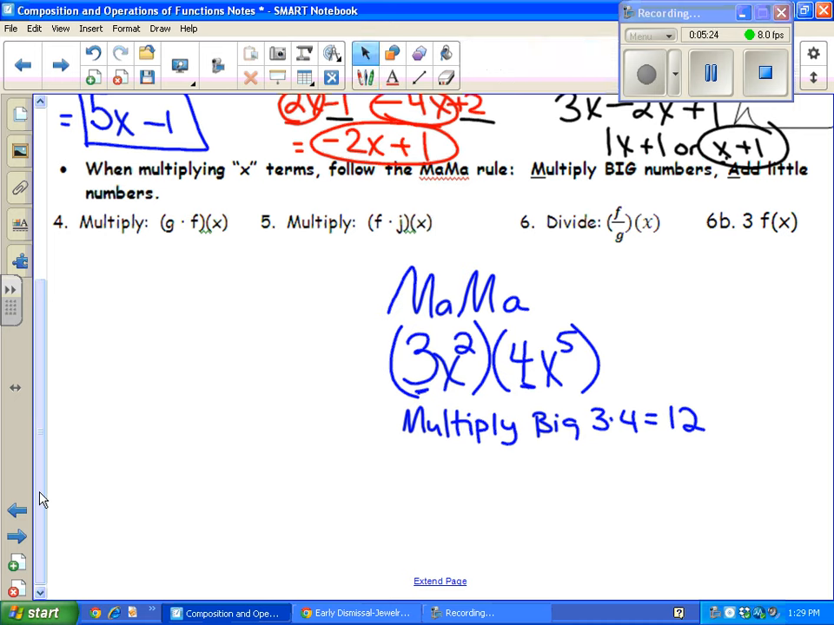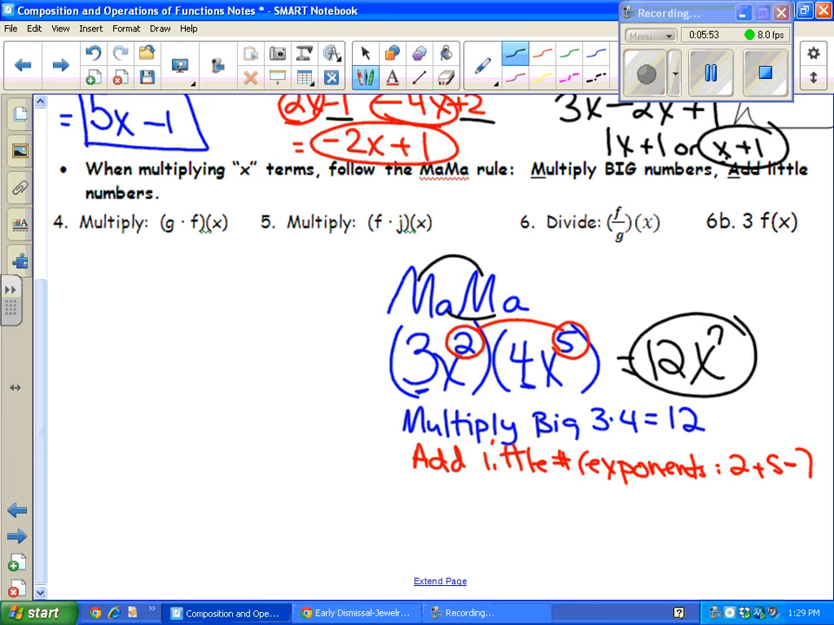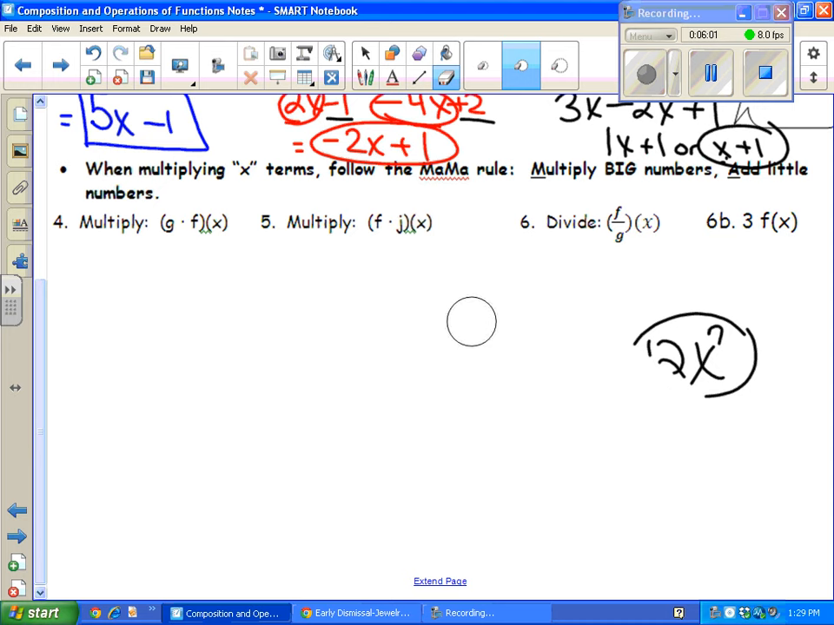Then what we're going to do is add littles. Adding littles is the exponent. So we're going to add the little numbers, which are your exponent numbers. If you add those exponent numbers, you're going to get 2 plus 5, which is 7. All right, so my final answer is 3 times 4 is 12. I still have x. X to the 2 plus 5 is 7. 12x to the 7. I've multiplied bigs, added littles. Okay, that's the mama rule. We use that a lot when we're multiplying and we have x's and numbers.